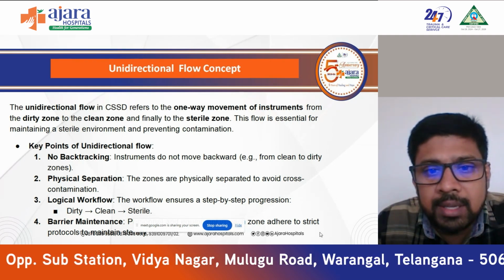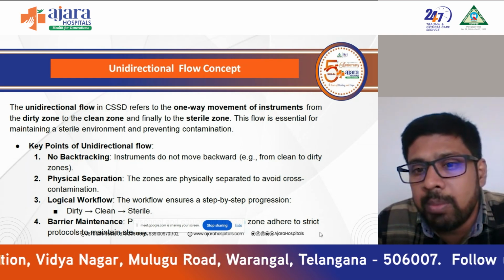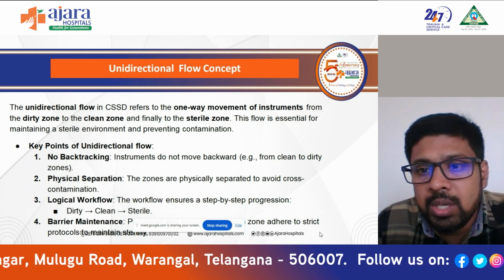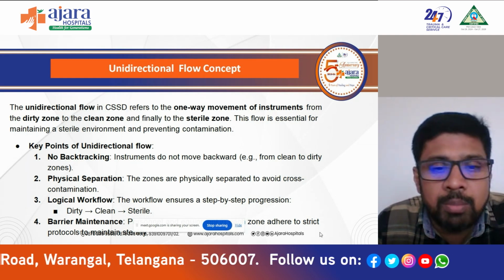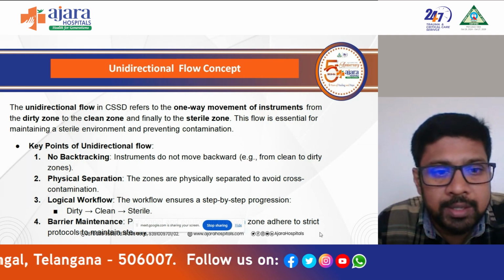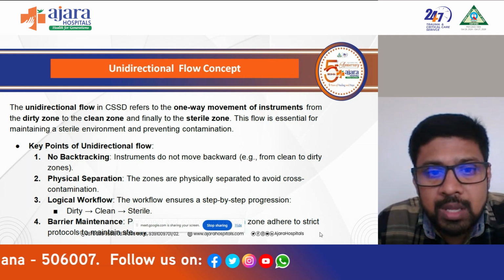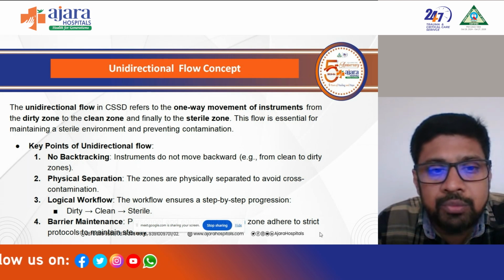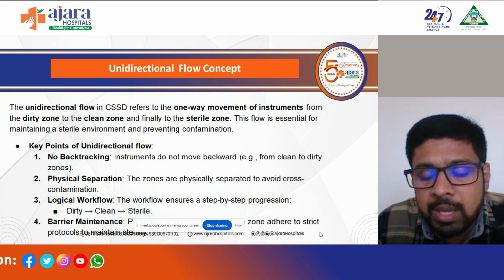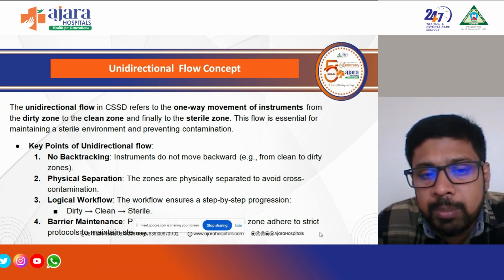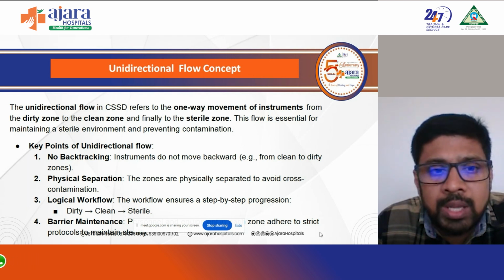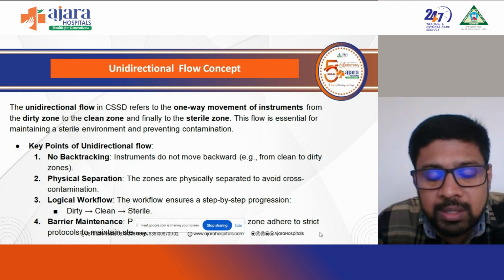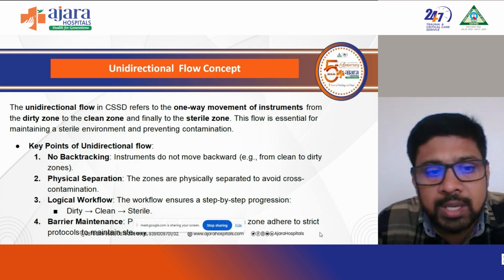Now, backtracking: instruments do not move backwards, for example, from clean to dirty zones. There is no backward movement. Then physical separation. These zones are physically separated to avoid cross contamination. It should be physically separated. We need to give proper color coding. We need to give a physical separation for these zones to avoid backward flow and cross contamination.